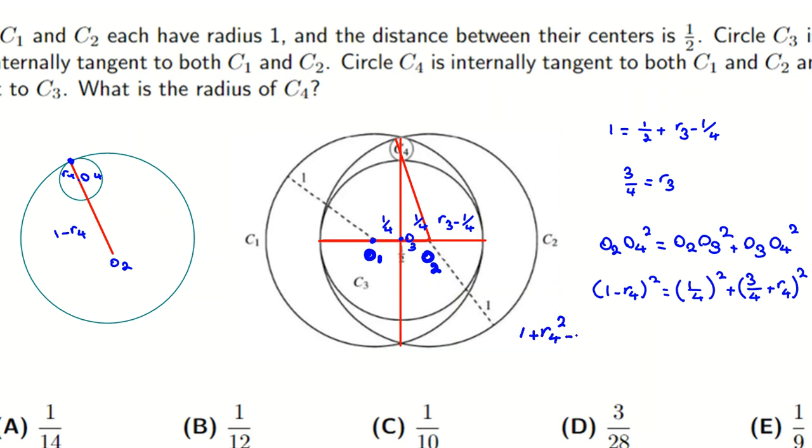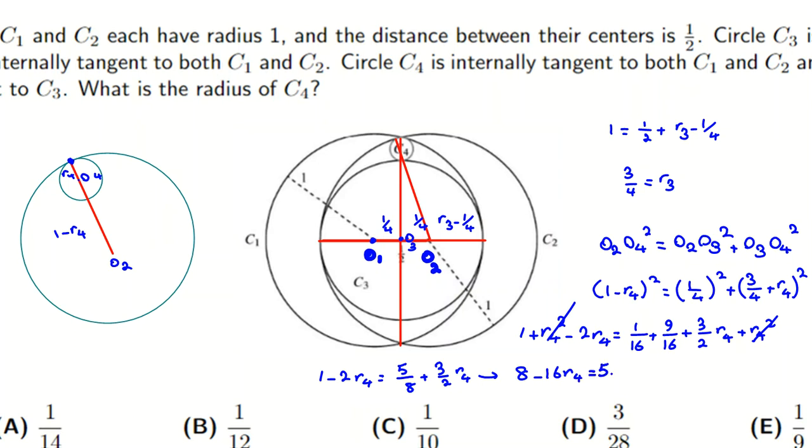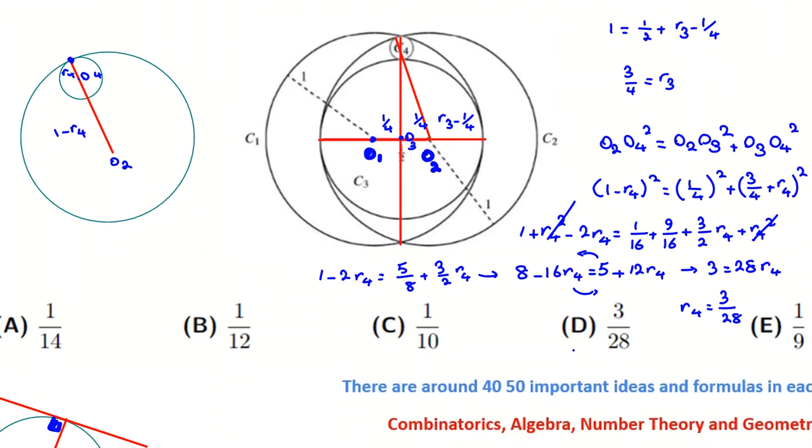We have 1 plus R4 squared minus 2R4 equals 1/16 plus 9/16 plus 2 times 3/4 R4, that is 3/2 R4, plus R4 squared. We can cancel R4 squared. Let's simplify it. 1 minus 2R4 equals 10/16, which is 5/8, plus 3/2 R4. Now we multiply both sides by 8. 8 minus 16R4 equals 5 plus 12R4. Now we take 5 to the left-hand side and R4 to the right-hand side. 8 minus 5, 3, equals 28R4. If we divide by 28, R4 equals 3/28. So the answer is choice D.